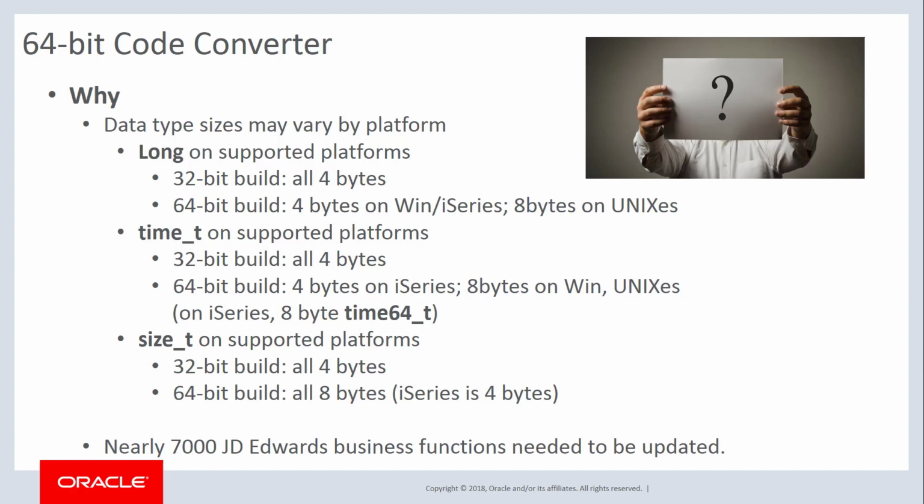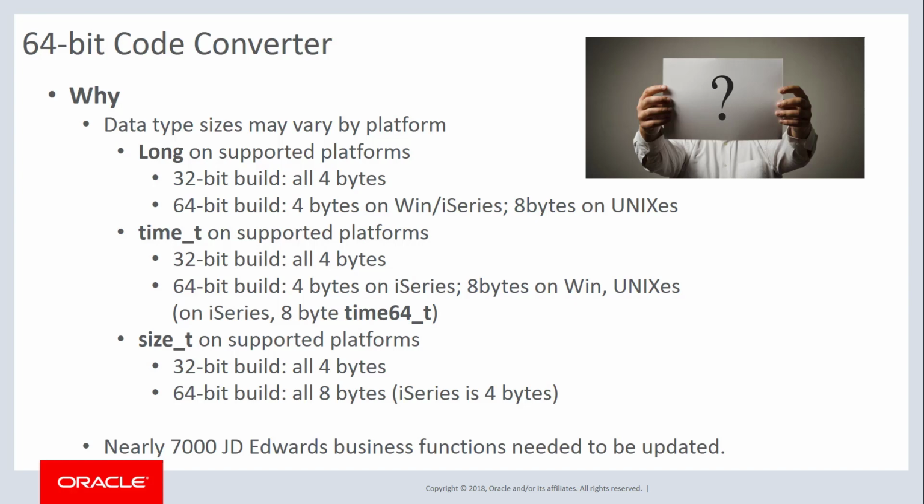Time_t is 4 bytes on a 32-bit system, but in a 64-bit system, it varies. It's 4 bytes on IBM i series and 8 bytes on Windows and Unix Linux systems. Another example is size_t. On 32-bit systems, it's 4 bytes. But in a 64-bit system, it's 8 bytes on all systems except for the IBM i series. On the IBM i series, it is 4 bytes.